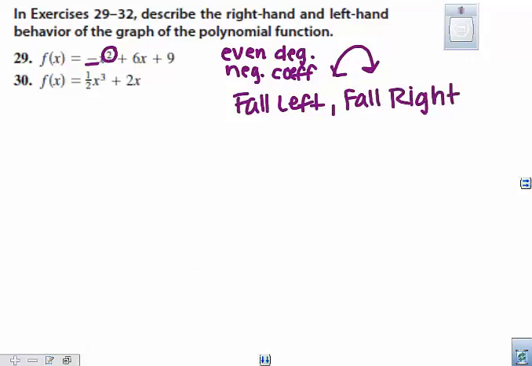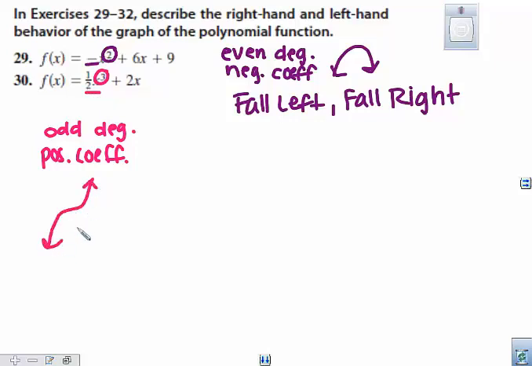For number 30, it's an odd degree and a positive coefficient. When you have an odd degree, you should be picturing a cubic. And this is positive, so remember cubic looks like this. So it is falling left, rising right.